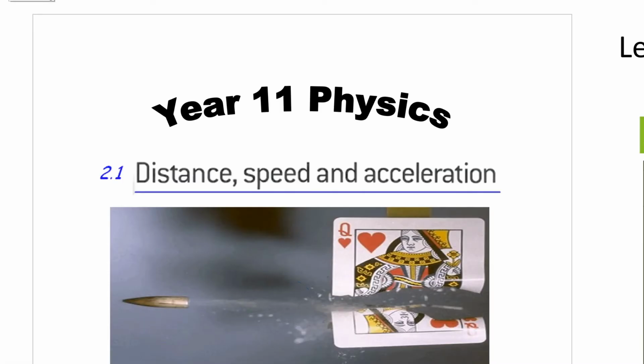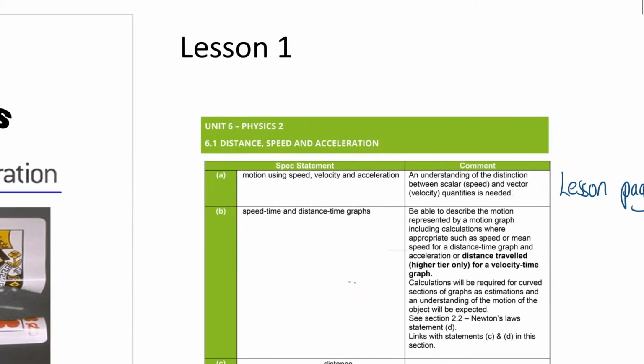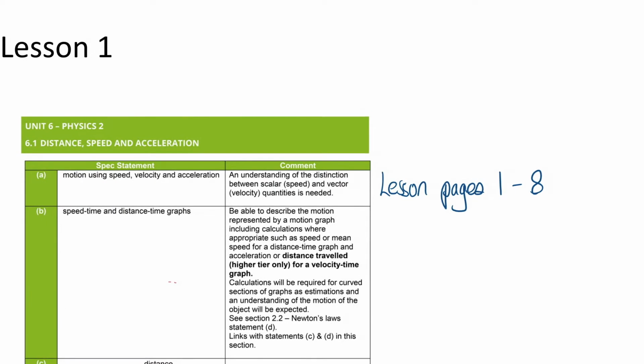Welcome to Lesson 1, Year 11 Physics. First unit is distance, speed and acceleration. There are 5 units in total. Lesson 1 is pages 1 to 8 in your booklet. Learning objectives, I'll highlight now.